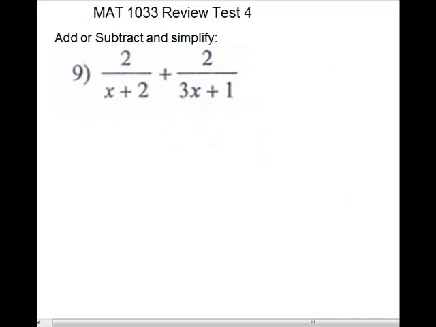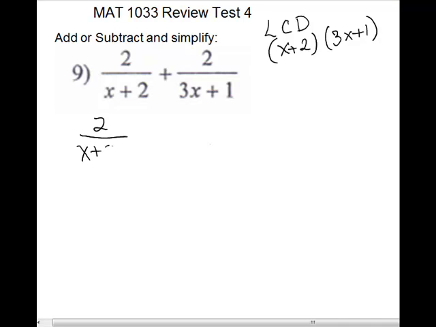For problem 9, we're adding fractions. We check our denominators. These denominators will not factor, and they are totally different. So we are going to need them both for a common denominator, an x plus 2, and a 3x plus 1. So we'll bring down what we have. And the first fraction is missing the 3x plus 1. Put it on numerator and denominator.